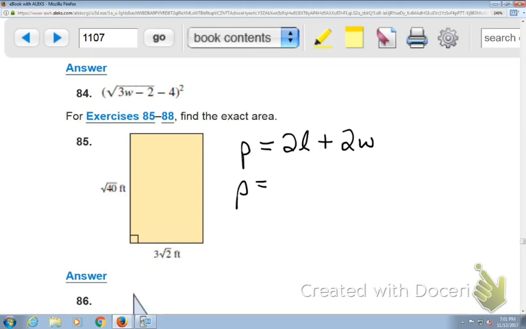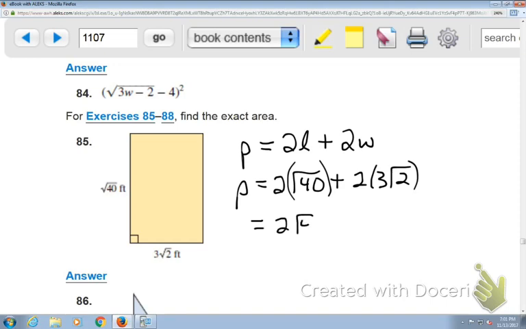So what is the length of this? Okay, if you guys choose this way, that's fine. It's not 40 though, it's square root of 40, so that's 2 times square root of 40, plus what's the width? 2 times 3 square root of 2, right? That's 2 times width. You guys agree? So that means we got 2 square root of 40 plus 6 square root of 2. You guys agree?